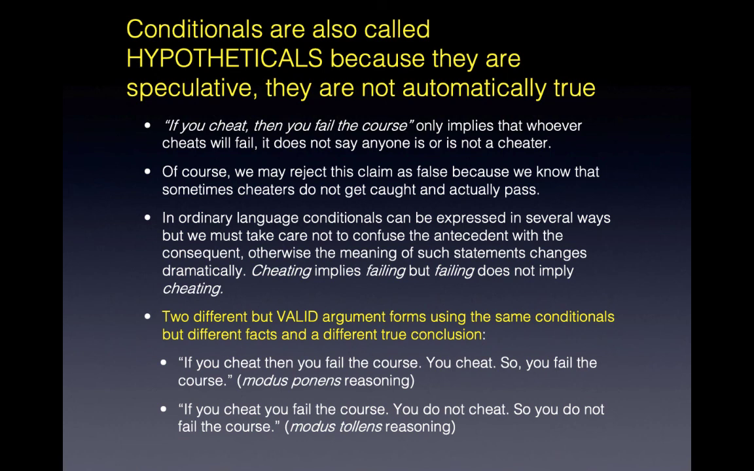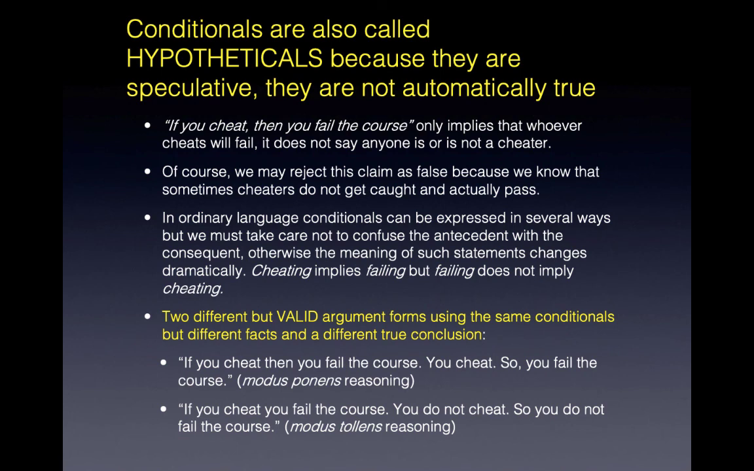This is not to be confused with a mistake people make when they affirm the consequent. See, if I said if you cheat, you fail, and then I notice you fail, and then I conclude, so you must have cheated. That would be a mistake. You could fail and not cheat. You could fail and just not understand material, miss tests, whatever.